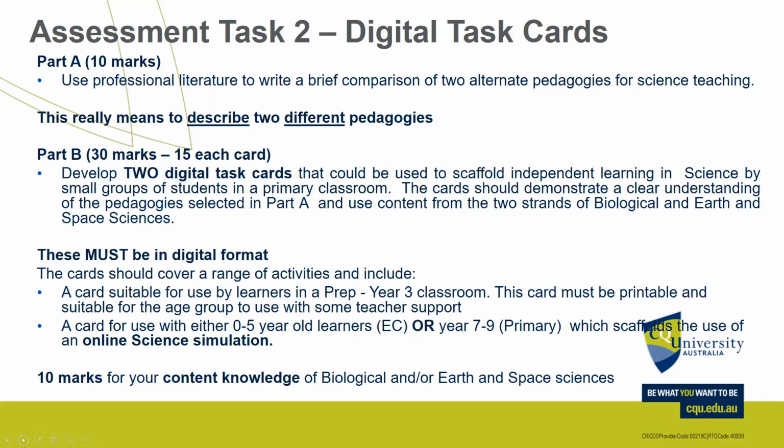So your task here is to produce 2 of those, one for a very young 0 to 5 or very old 7 to 9 primary, and another one for a prep to 3. So everyone will do a prep to 3, and then depending if you're early childhood, you do 0 to 5. If you're primary, you'll do 7 to 9. So just to demonstrate your capabilities and the virtuosity of your skills at different classroom levels. Does that help explain the context of those 2 assessment items?